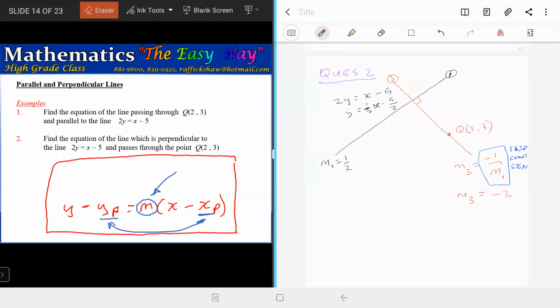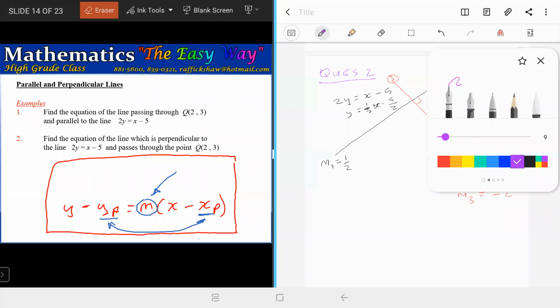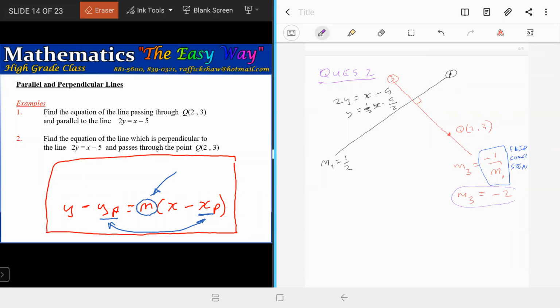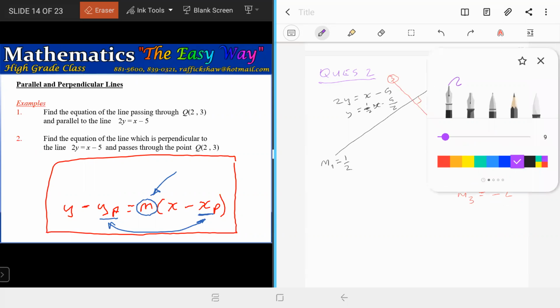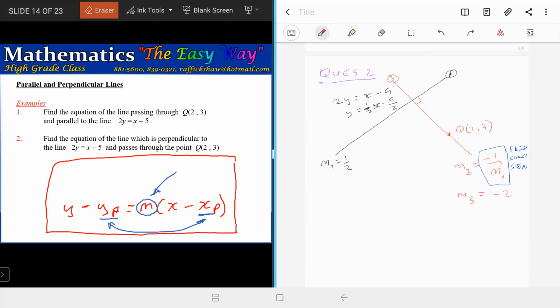That's the gradient. So now I have two things that I want: the gradient of the line that I want, the red line, and also the point. I can now find the equation of line 3, that perpendicular line. I'm going to do it in red. The equation of line 3 is y minus yq equals the gradient of line 3 into x minus xq.